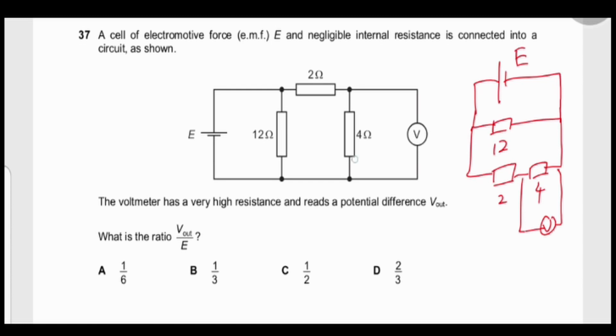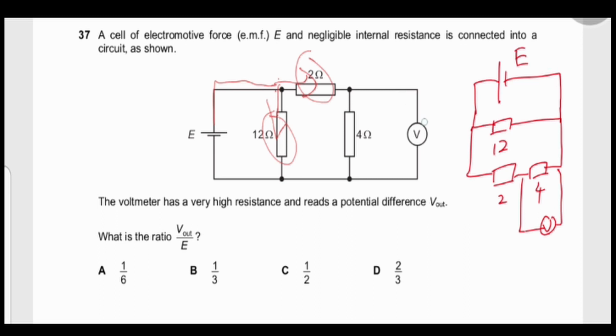Question 37, if you want to find the ratio of V out over E, we have to actually redraw the circuit if you have difficulty seeing. So we can see that the current comes out from the positive here and splits into 2. So that's what I did first. Current comes out from E, splits into 2, which is 12 ohm and 2 ohm. Then after that, the 2 ohm continues along its way with 4 ohm in series, and then joins back with the 12 ohm and comes back to your cell.